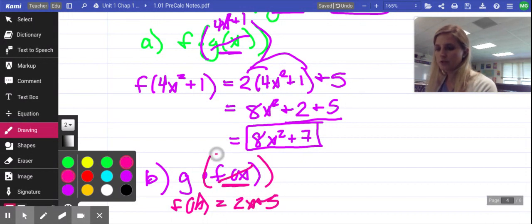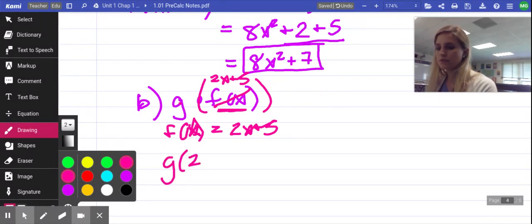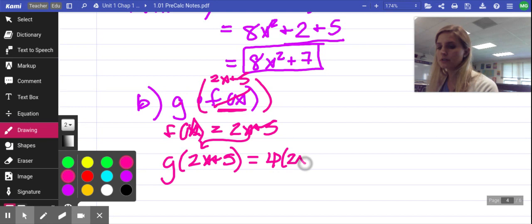So I know this right here is 2x plus 5, which means I need to find g of 2x plus 5. So g of 2x plus 5. So everywhere I see an x in the g function, I'm going to replace it with 2x plus 5. And don't forget, you still have to square it because the x is being squared. The only thing that goes away is the x.